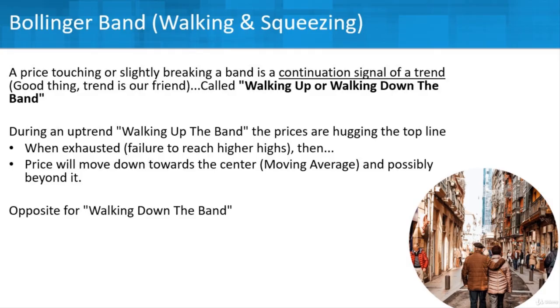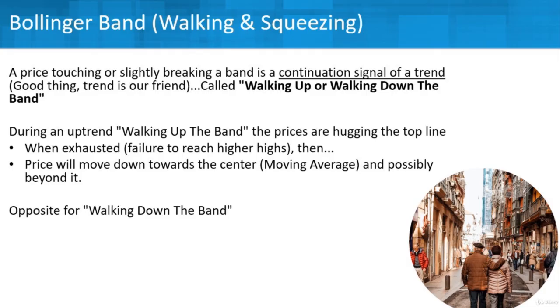So during an uptrend, walking up the band, the prices are hugging that top line. And as those prices start to exhaust and those higher highs are not being reached, you'll start to come off that. And the price will start to move down towards the center, towards that simple moving average, and then possibly beyond it down towards the lower band. So when it's hugging those bands, that's showing us a continuation signal of a good trend. That's telling us, hey, the trend's there. We can either buy into that trend, or if we're already bought, we want to stay in that trend, depending, again, on whether it's an uptrend or a downtrend.